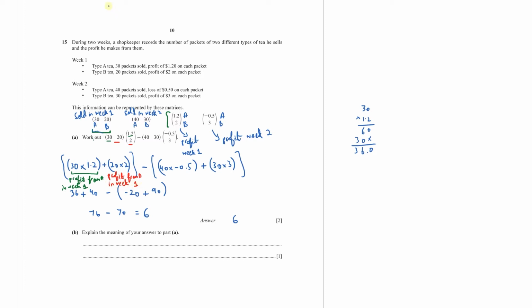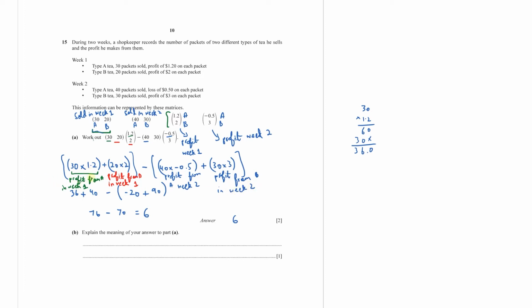And similarly, if you look at this expression, which is this multiplied by this, it is the profit made or the loss, since this is the negative sign. So this we can still say profit, and with the negative sign it would mean loss. So profit from type A and week 2, and this is profit from type B in week 2.